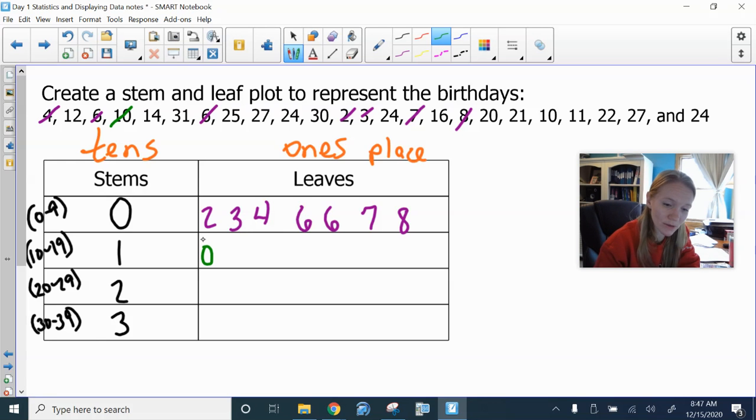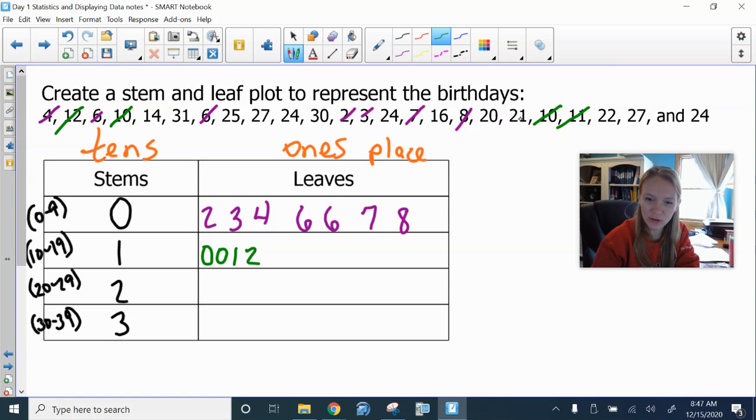So then from my stem from 10 to 19, I have my 10. So I'm just going to put a 0 in place, so that way 1 and 0 makes the 10. I have another 10 over here, so I'm going to put another 0. I have an 11, so I'm going to put a 1 there for the 11. I'm just putting the ones place on it, not the whole thing. It looks like I have a 12, so I'll put a 2.